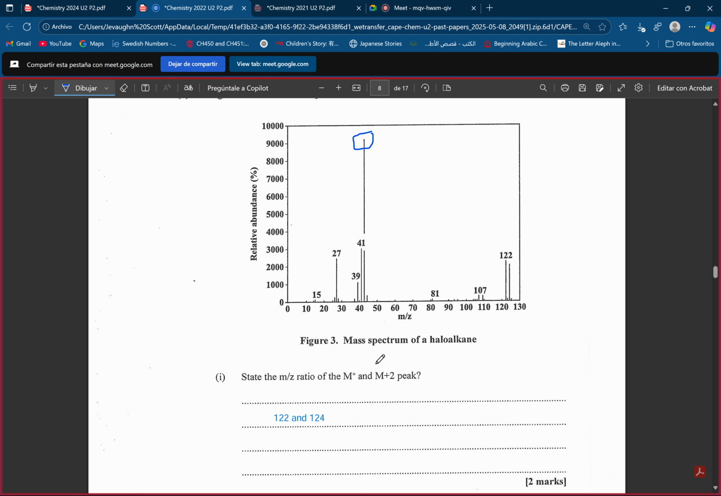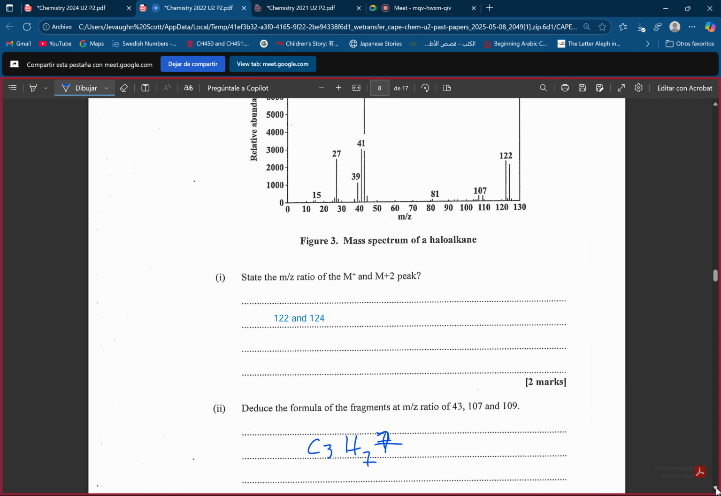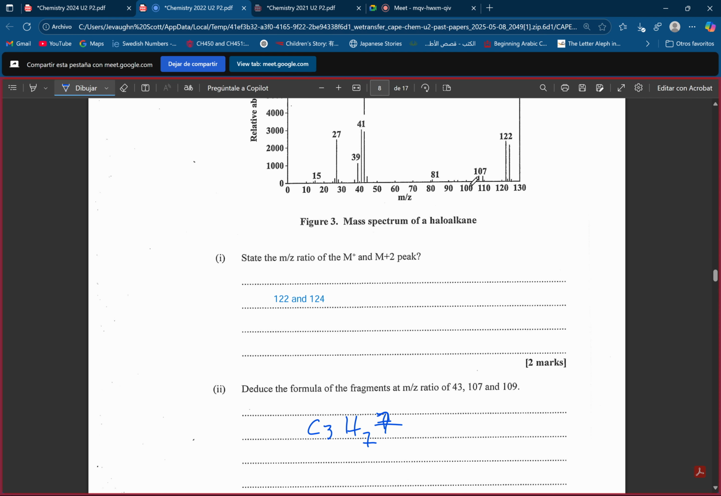So we're saying when we have the M plus 2 peak like that, it shows us that there's a halogen present. When we're having a huge jump, we're looking at 43, and then we're looking at 107 and 119. If we're looking at stuff like that, what we're seeing here is that there is indeed some halogen present. What we need to identify now is which halogen is present.